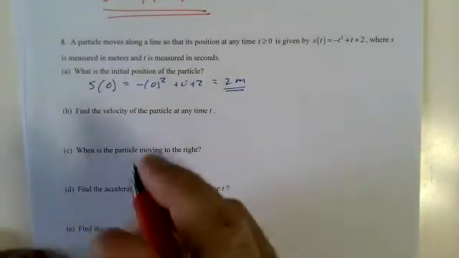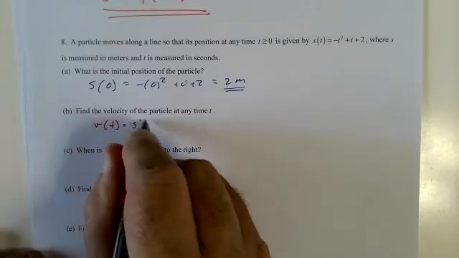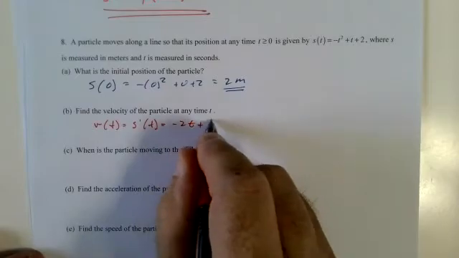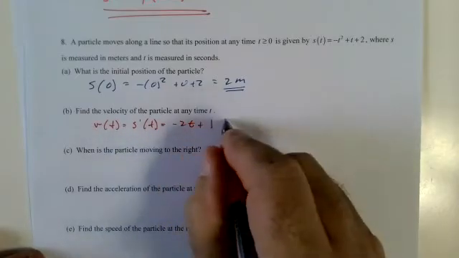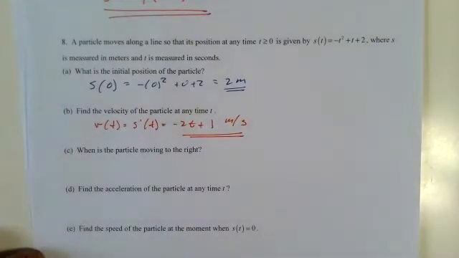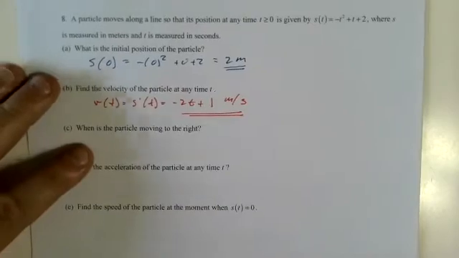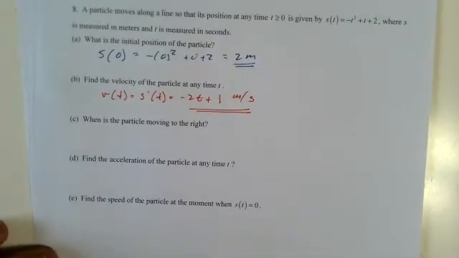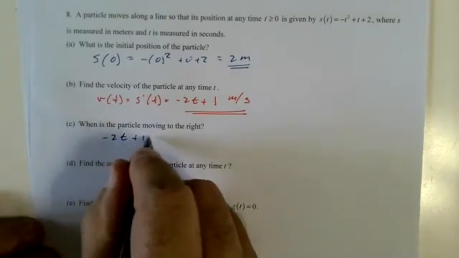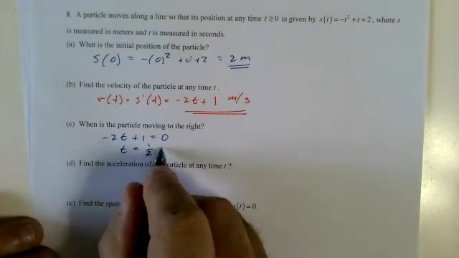Find the velocity of the particle at any time t: v(t) equals s prime of t equals negative 2t plus 1 meters per second. I was going to forget my units there, but fortunately my answer key bailed me out. When is the particle moving to the right? Well, let's set the velocity to 0 and get t equals 1/2 seconds.